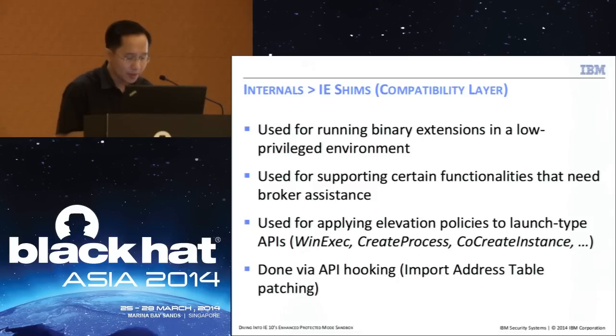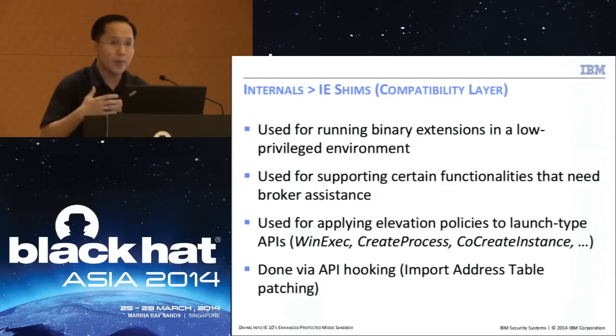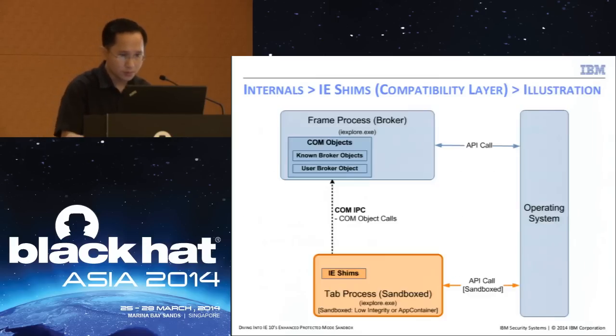For launch type APIs such as WinExec or CreateProcess, IE shims first consult the elevation policies to determine whether to forward those launch type APIs to the broker. To illustrate, certain API calls are intercepted in the sandbox process. IE shims will either rewrite the resource name to a writable location so that the API call will succeed, or forward the API call to the broker, and then the broker will perform the API call on behalf of the sandbox process.